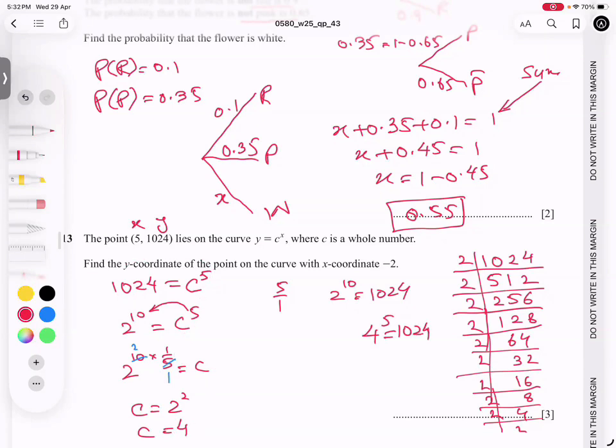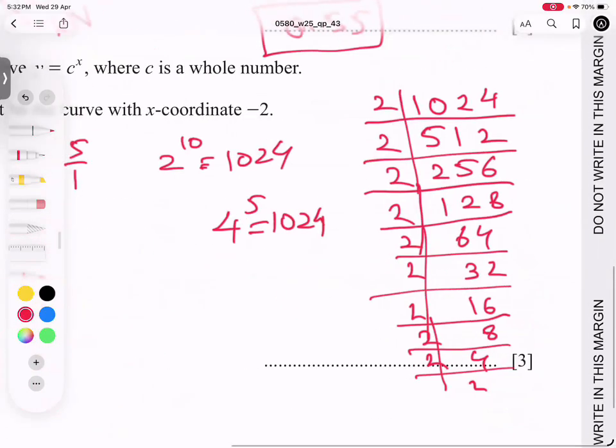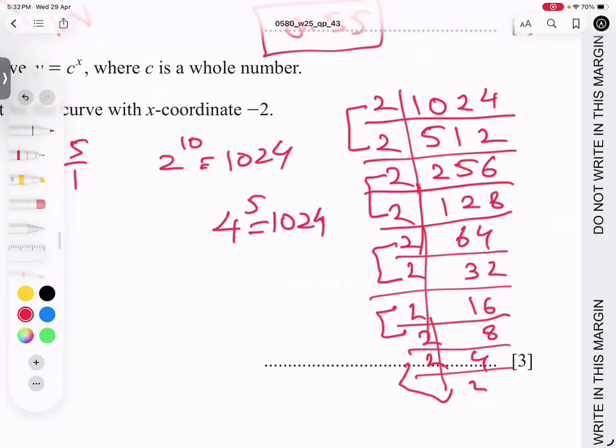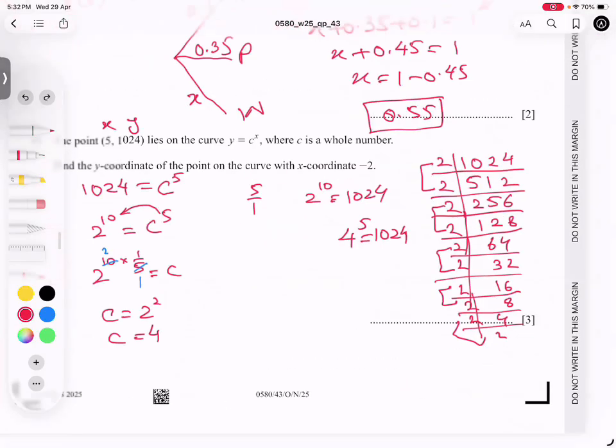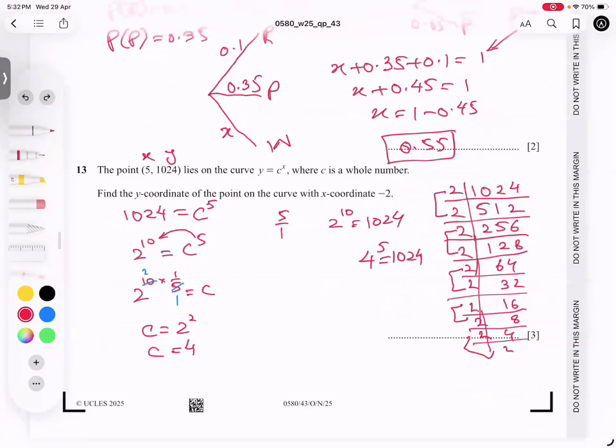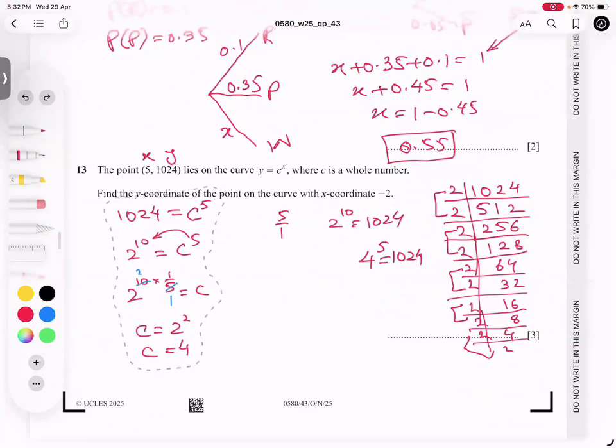You may ask how you guess, sir. Look at here. This is 2, 1 time, 2 times, 3 times, 4 times, and 5 times. So this is 5 times, and this is 2 to the 4, 4 to the power 1. So 4 to the power 5 is also 1024. If you don't want this way, we can do another way, which I'm going to show you here. Have a look, students.